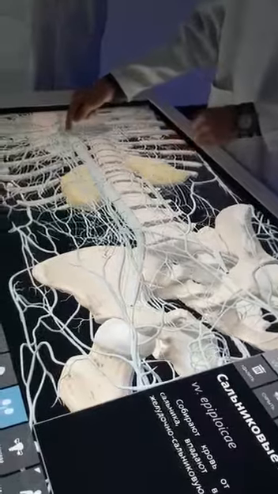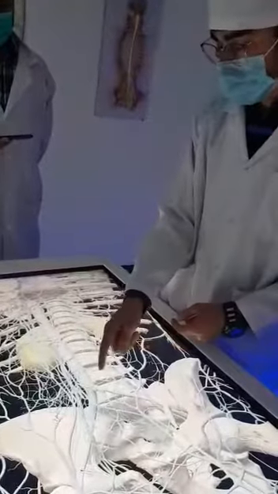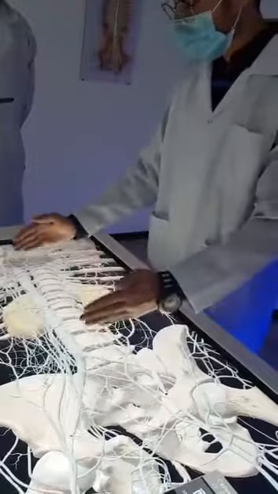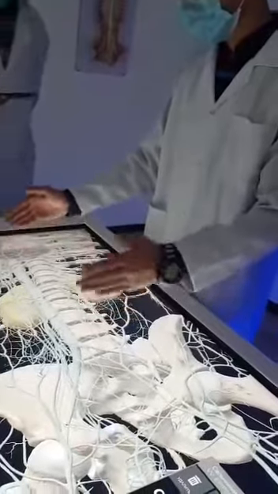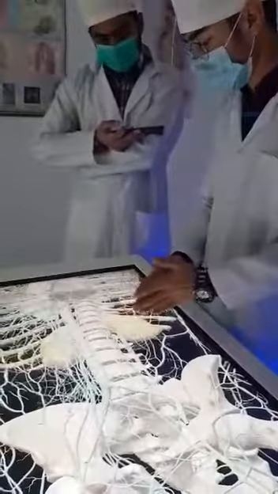The inferior vena cava originates from the posterior inferior aspect of the right atrium, and it descends down up to the level of the L5 lumbar vertebra, right? So in this very region, we have the inferior vena cava.